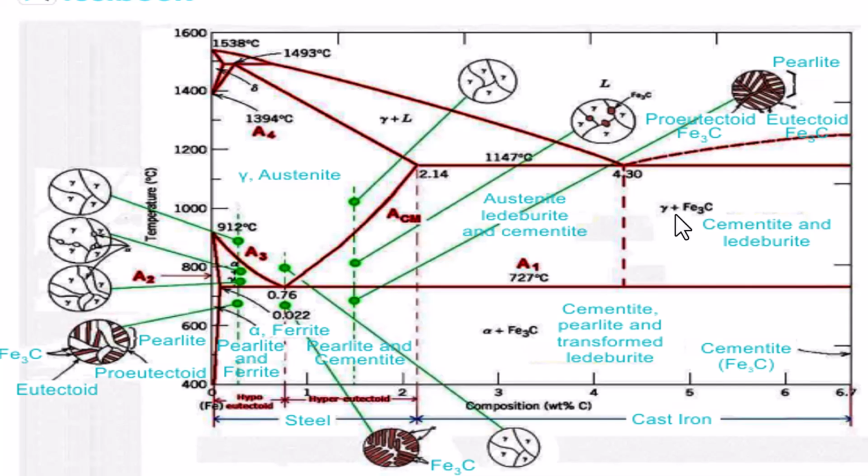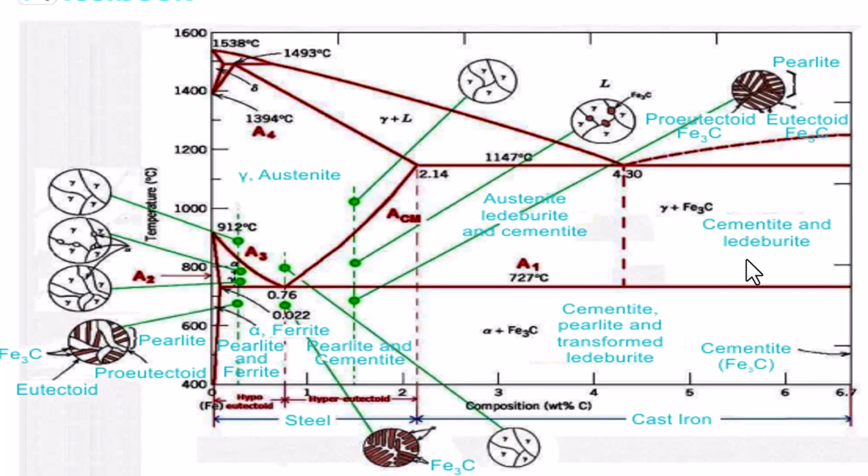That is, ledeburite is a combination of austenite and iron carbide. Pearlite is a combination of alpha ferrite and, sorry, alpha ferrite and cementite. That is called simply pearlite. Here it is gamma iron or gamma ferrite or gamma iron plus iron carbide Fe3C or cementite, which is simply called ledeburite. You can see ledeburite.